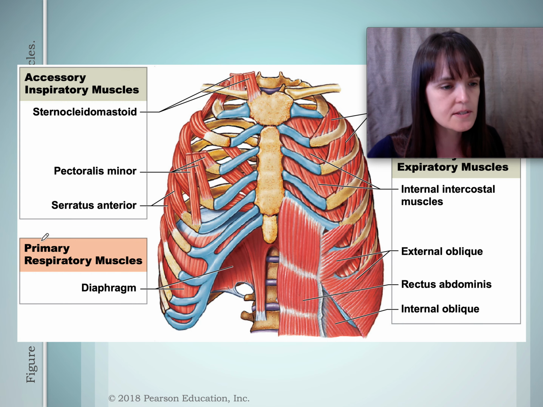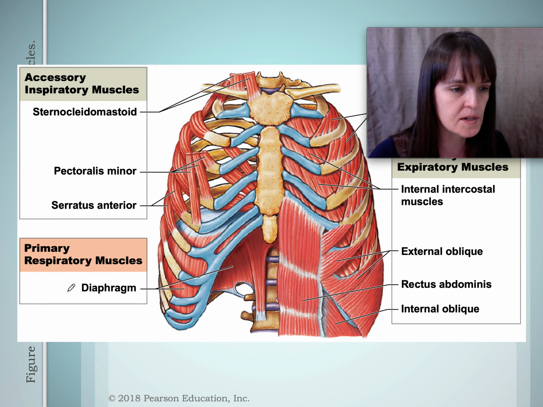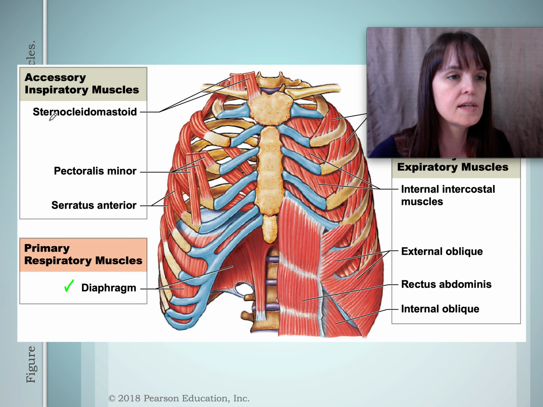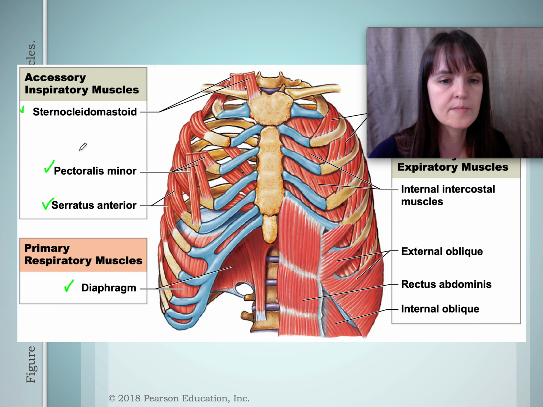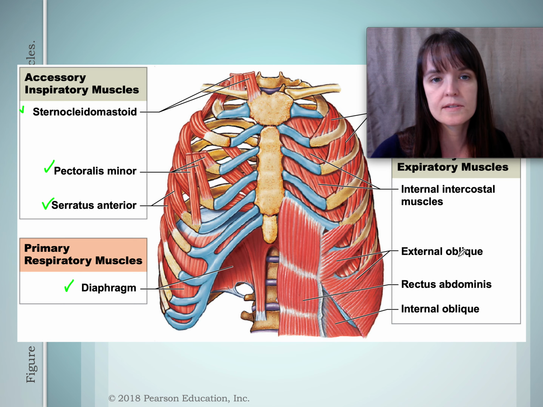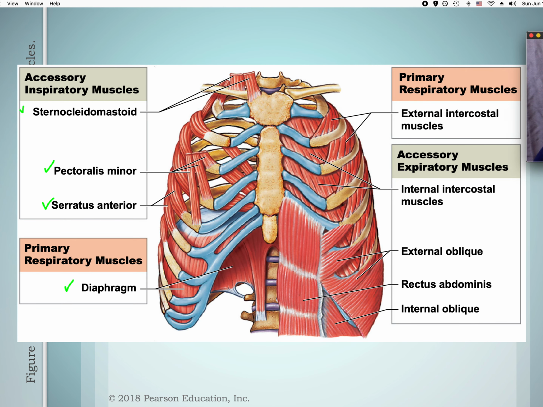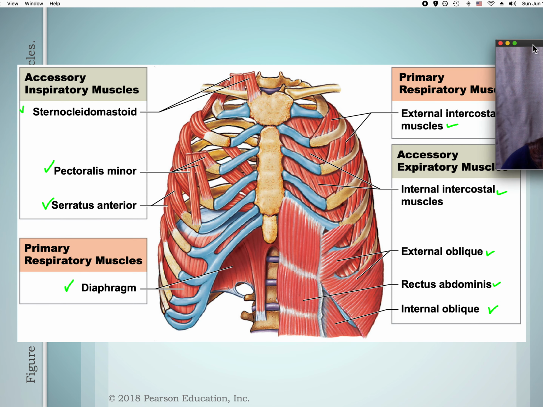Oh, and here's the picture of the primary muscles of inspiration, the accessory muscles of inspiration. I think I may have taken off the scalenes. Scalenes aren't even on that picture. Let me move. There we go. External intercostals, internal intercostals, external oblique, rectus abdominis, internal oblique, and also transversus abdominis.